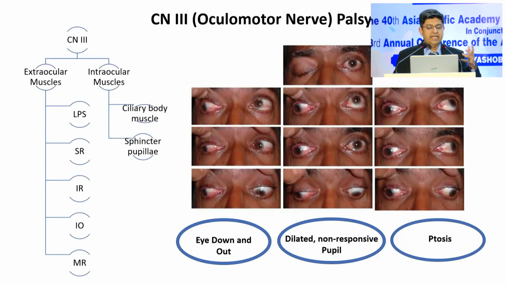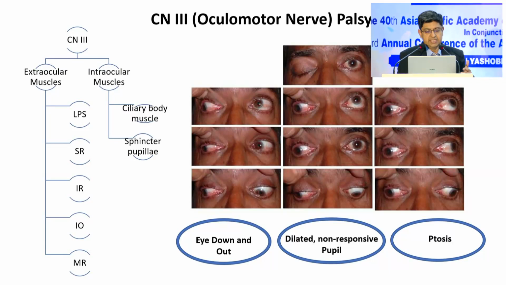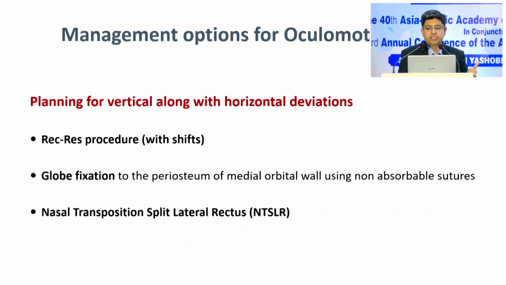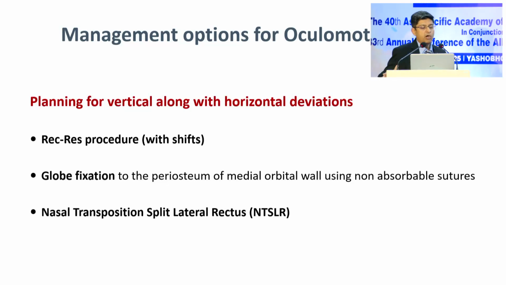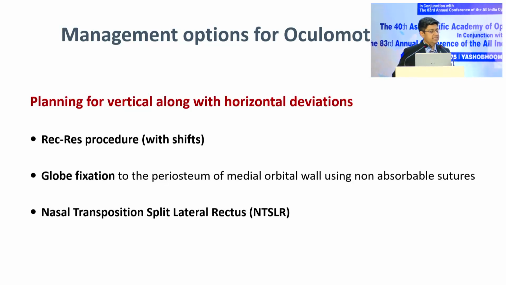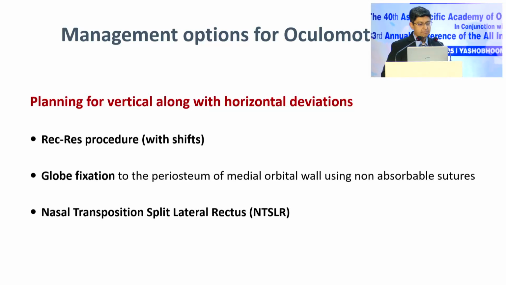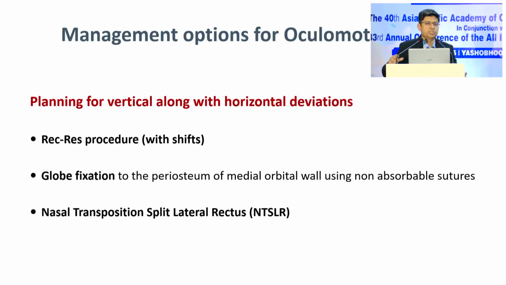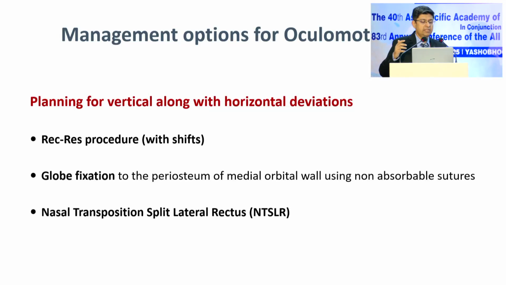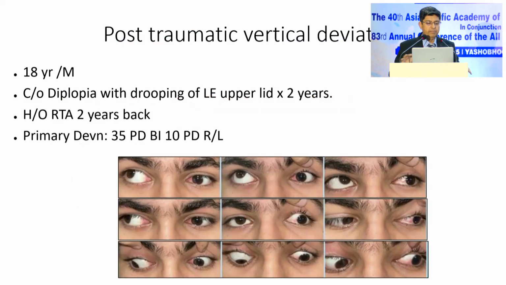In a complete third nerve palsy, the eye is down and out, which, as we've been discussing, is a major challenge when we are trying to manage third nerve palsy. So what are our options when we're looking at something like this? We have a recess-resect procedure with shift, so we could upshift both the recessed and the resected muscle. We have the option of globe fixation to the medial orbit using non-absorbable sutures. I'll show you, it does correct a little bit of vertical, and there are a few modifications you can do. And of course, the nasal transposition of the split lateral rectus, which is now a very popular procedure. So we'll look at the options we have and how we managed.